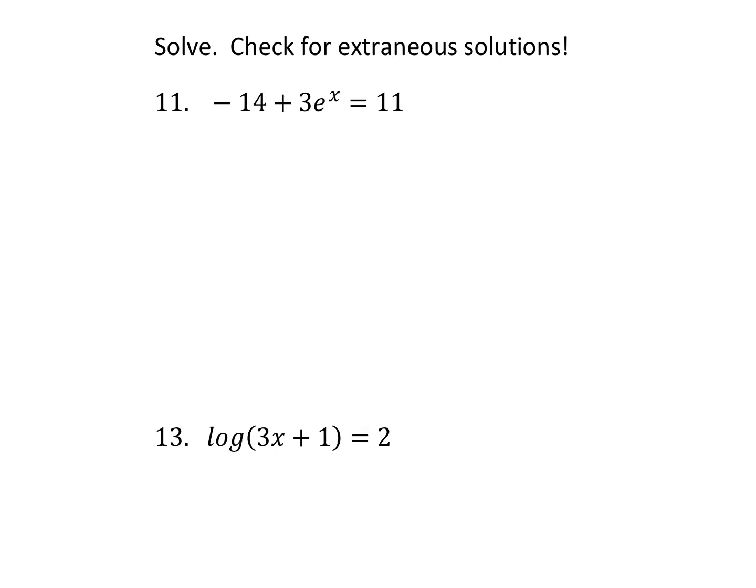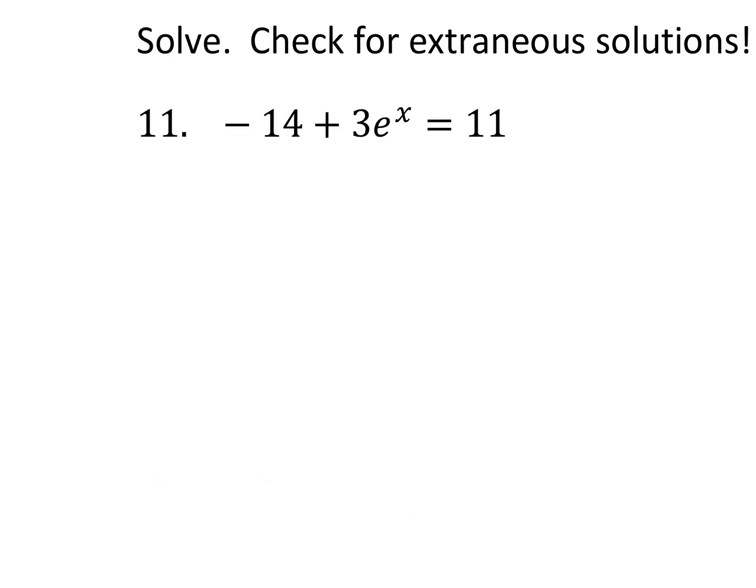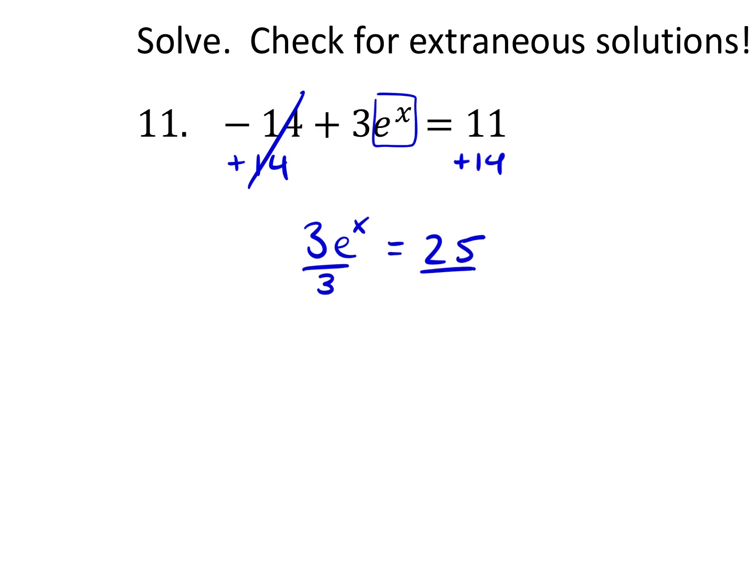All right, let's do some solving questions. Let's look at 11. What would we do to solve here? We want to get the base with the exponent all by itself first. So what would I have to do? Add 14 to both sides. So 3 times e to the power of x equals 25. What should we do next? Divide by 3. So e to the power of x equals 25 over 3.